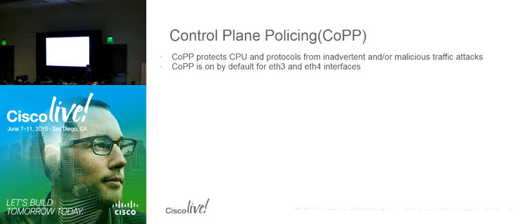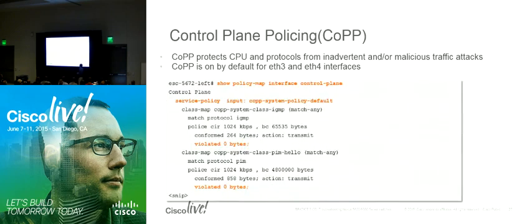So COPP is enabled by default, which is a good thing. You don't have to do anything. But to see if you're having any COPP violations, you can do a show policy-map interface control-plane, the classical QoS-based command. And if you're seeing any violations, you'll see them increment here.